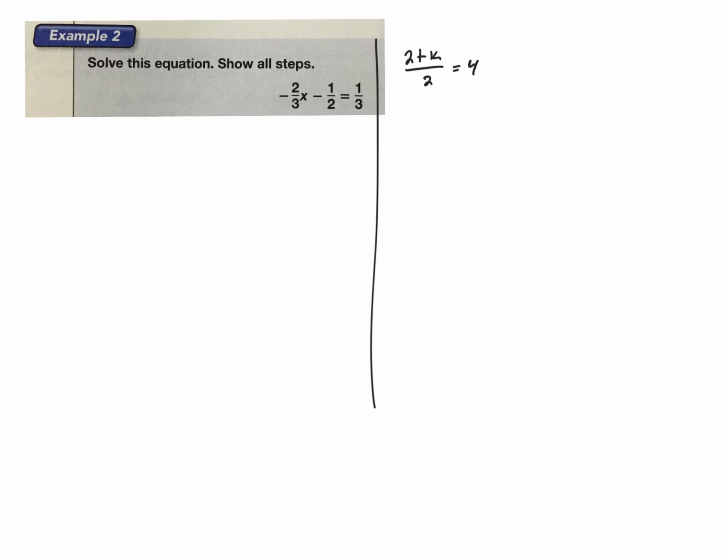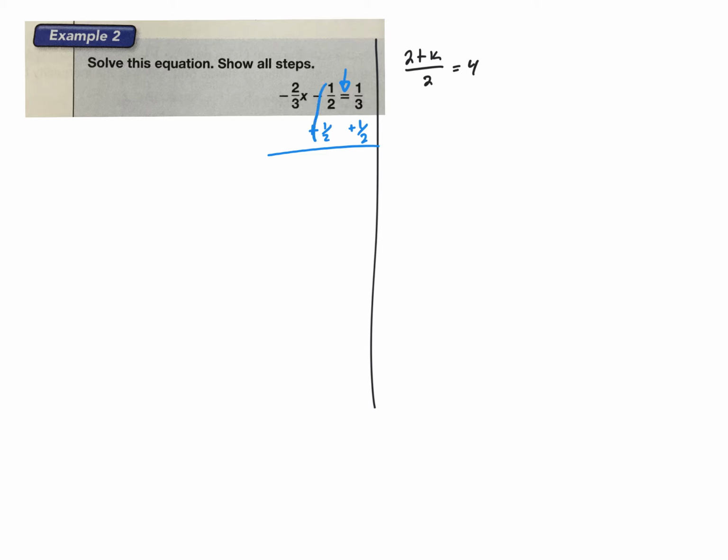Alright, let's try another one. This one has fractions in it, but it's still the same idea. Because this is a negative 1/2, I want to add a half to it. So if I'm going to add a half, I'm going to say plus 1/2. Go ahead and do that to the other side as well to keep this equal, because that's my goal.